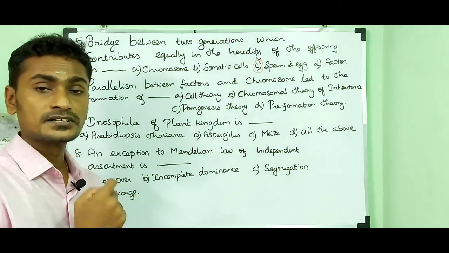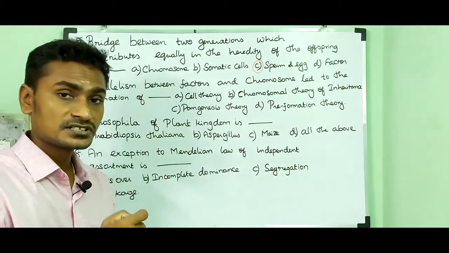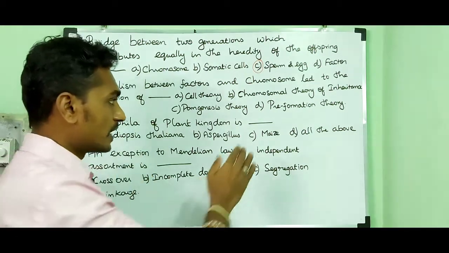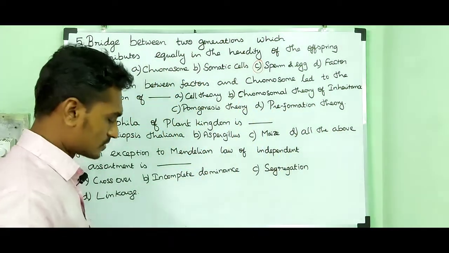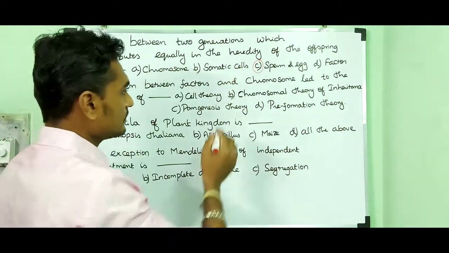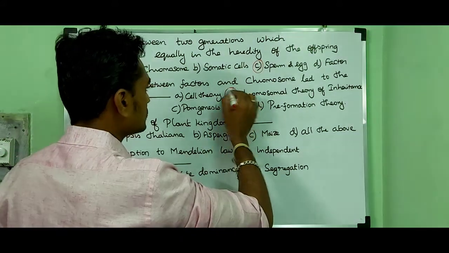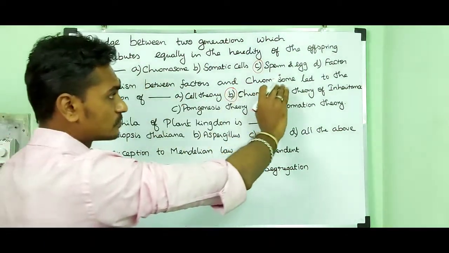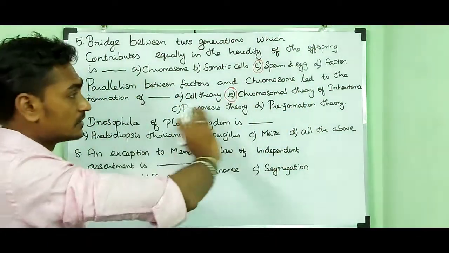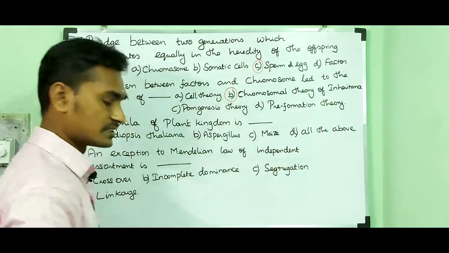An organism can develop from a miniature version of that same organism, and that theory is called the preformation theory. So option D is also wrong. Option B is the right answer. The parallelism between factors and chromosomes led to the formation of the chromosomal theory of inheritance.